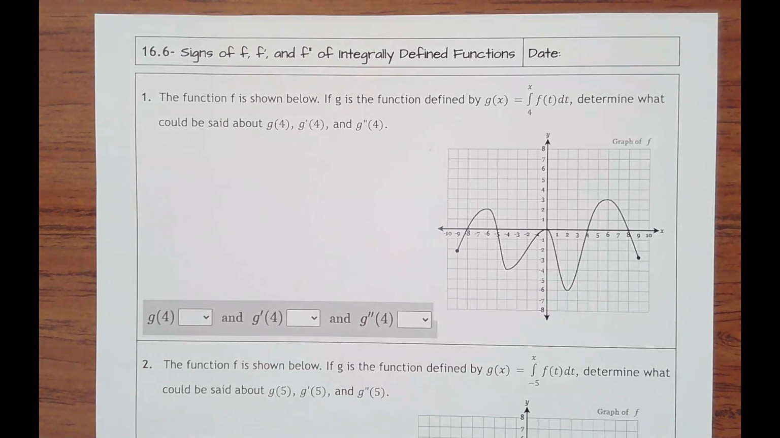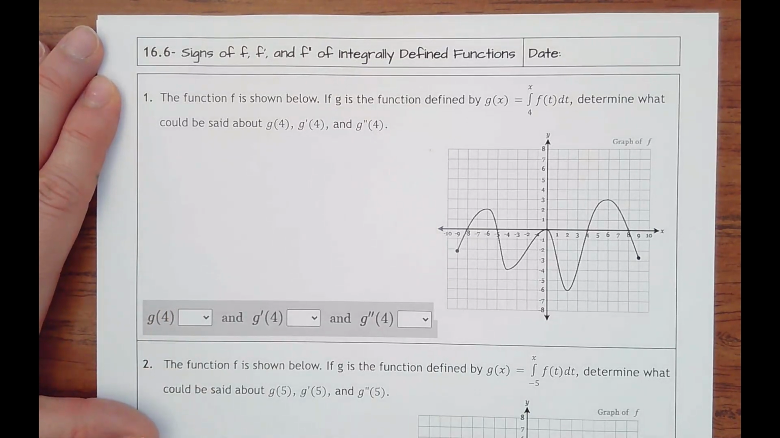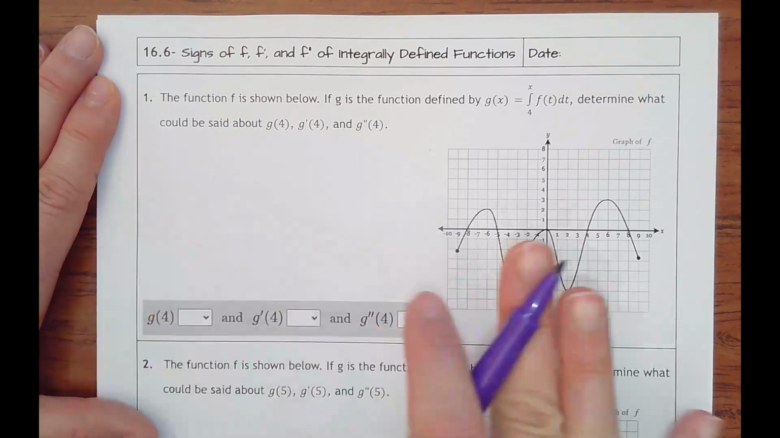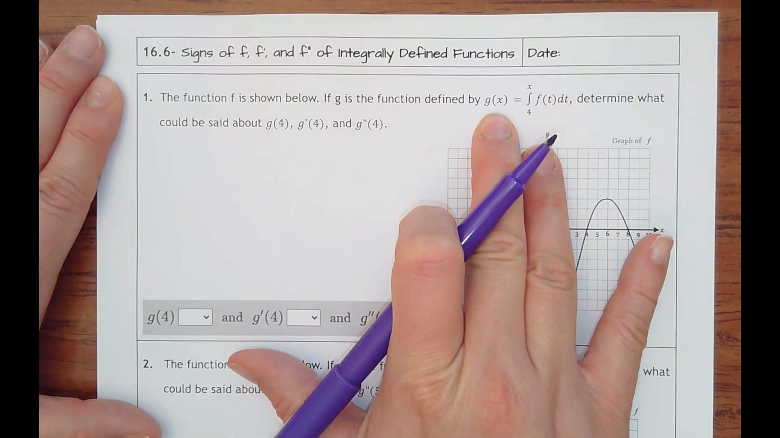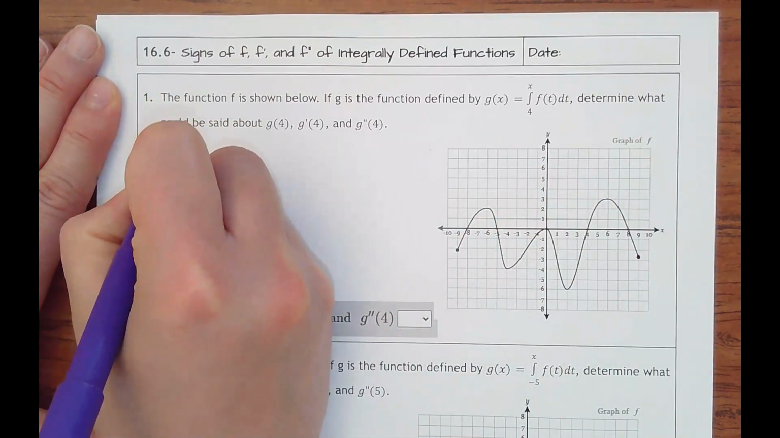16.6, signs of f, f prime, and f double prime of integrally defined functions. So this builds off of lesson 16.5, where we're going to actually find all three things on the same problem. So we've got f graphed, g of x is the original function, this is the derivative. Let's first find g of 4.